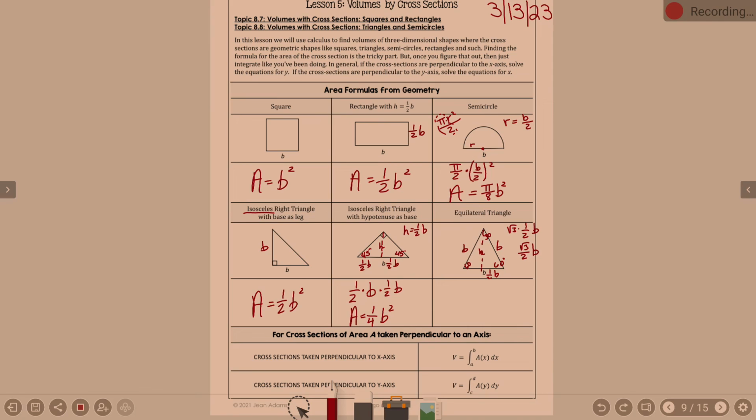Yes, I probably should write that. Okay, so this is a mess, sorry. 1/2 times the base, which the original base was b, times the height, which is square root of 3 over 2b. So ending up with square root of 3 over 4b squared.